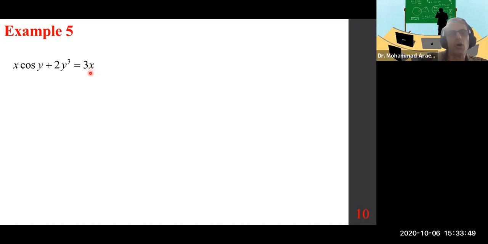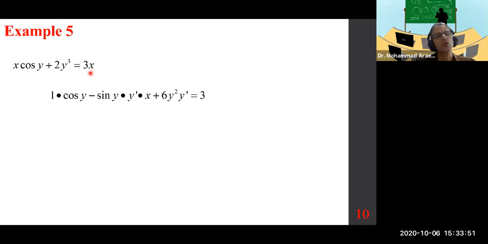Now you can use y prime or dy dx, either way is fine. So one more time, notice, x gives you 1 times cosine y. Cosine gives you negative sine y. Because it is y, gives you y prime by the chain rule. And because it's being multiplied by x, by the product rule with x.